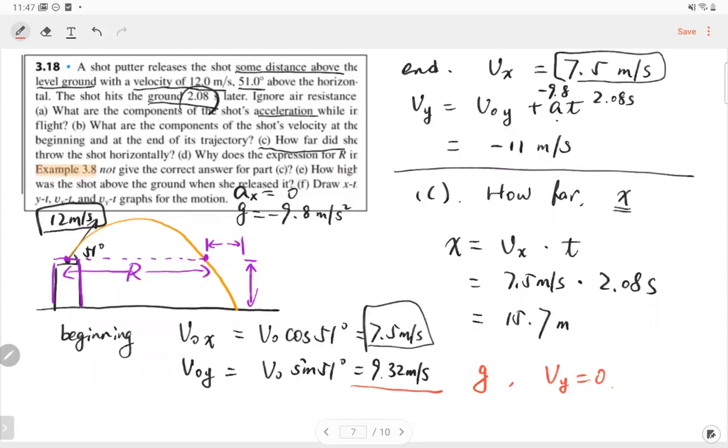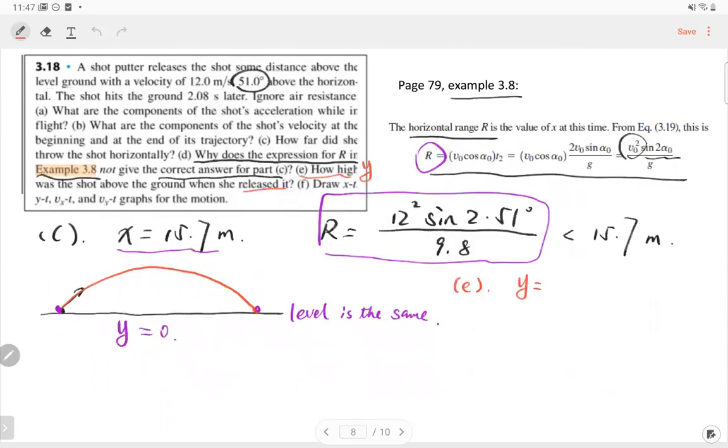We don't need an equation with time, right? So the equation will be v squared equal to v zero squared in the y direction plus 2ay. Then this is zero, and we can solve for y. The displacement will be, let me see, 1.81 meter, part E. Okay, final question, draw the xt, yt, vxt, and vyt graphs.